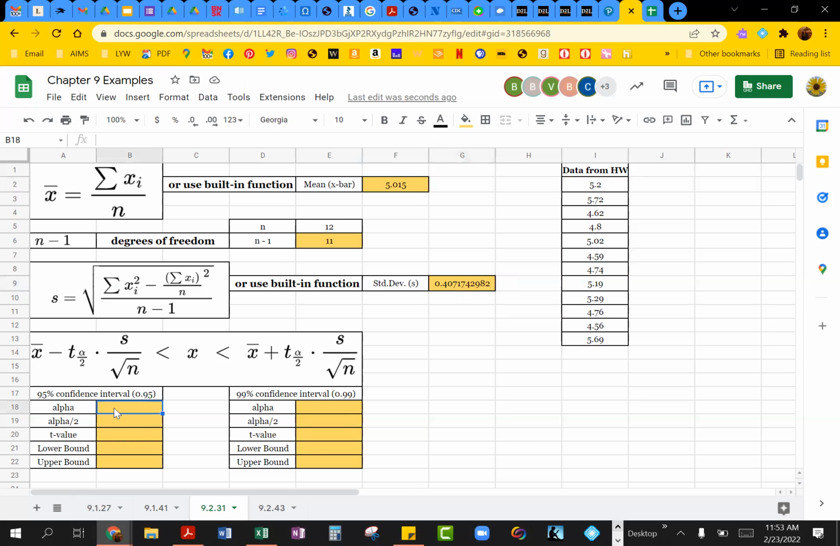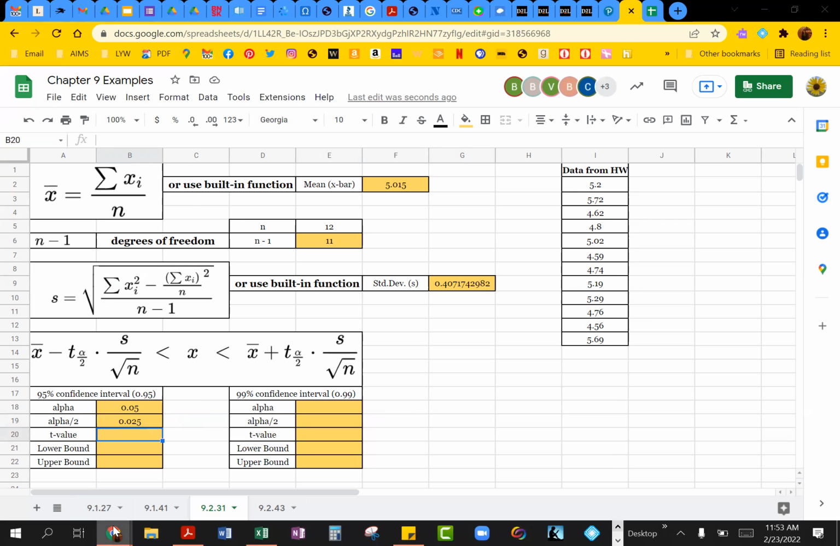So let's work on the t-value next. Again, this is a 95% confidence interval. So just like we did before, alpha will be 1 minus 0.95. Obviously, alpha divided by 2 will be 0.025. So that part actually is the same as what we did in the previous example.